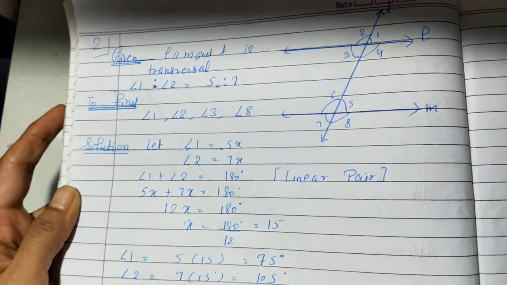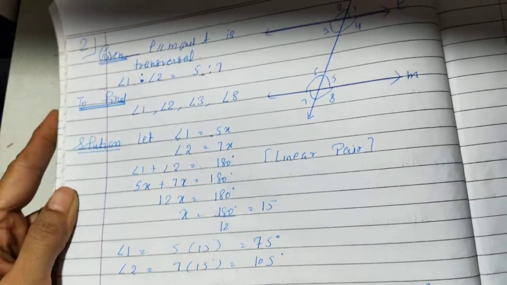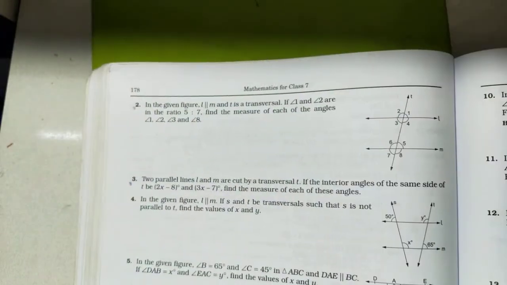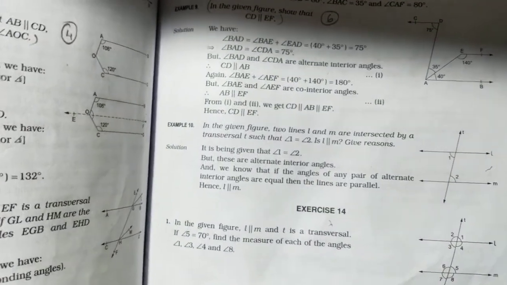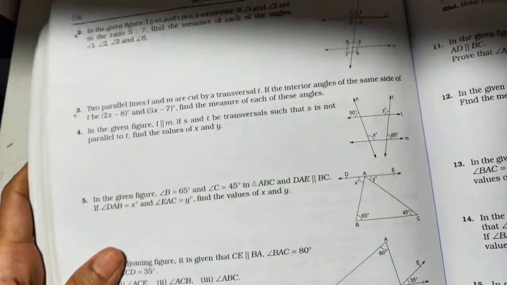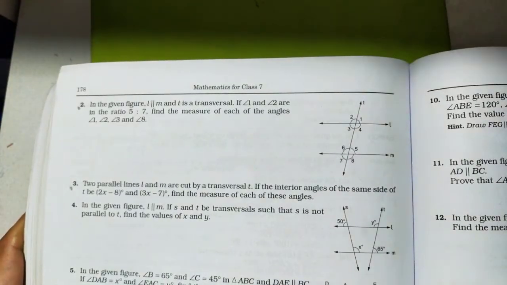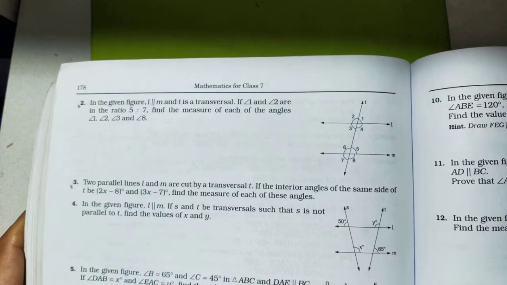Now we will continue question number 3 onwards in our next video. Today you have to do the examples and exercise, only exercise question number 1 and 2. Revise the properties and do exercise question number 1 and 2 only. 3 onwards we will do in the next video. Okay class.